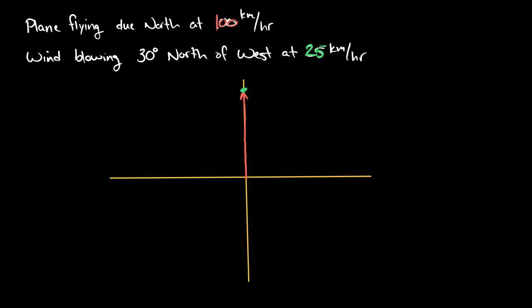Well, west is that way. North is that way. 30 degrees north of west. So I start at the west, and then I turn towards the north 30 degrees and draw my vector from there. So my result will be from here, the beginning, to here, the end.